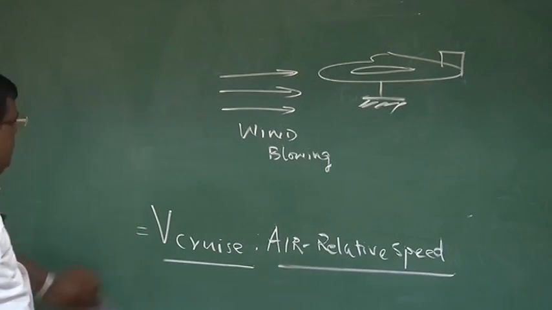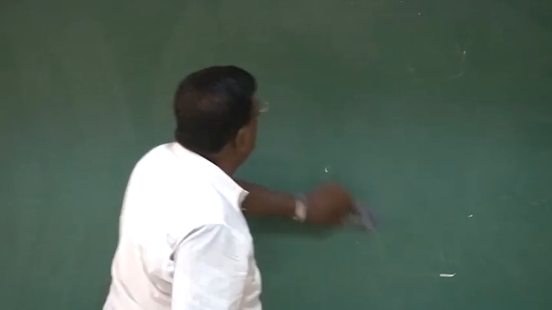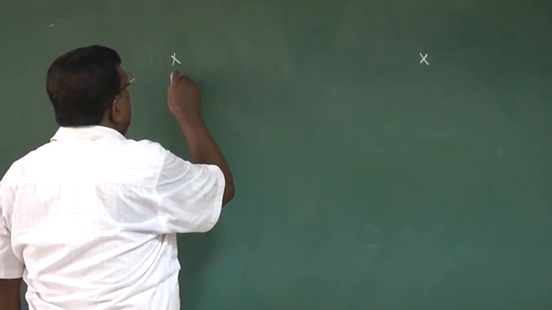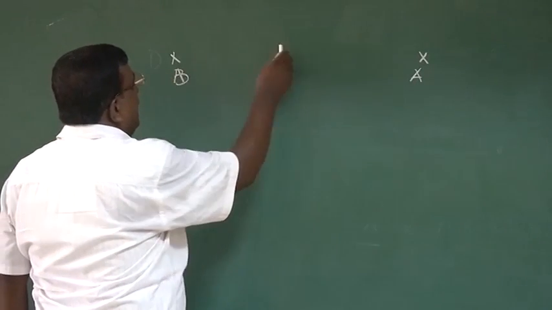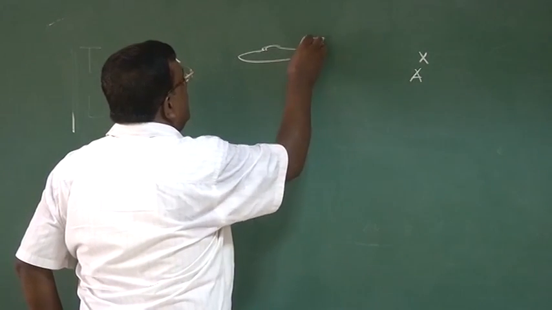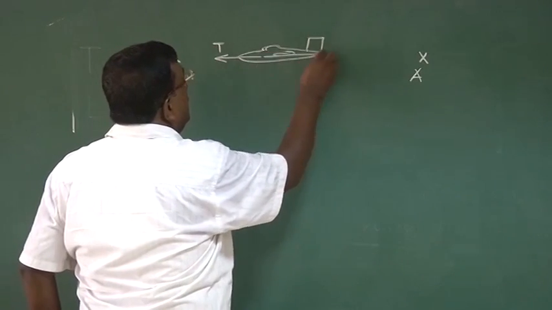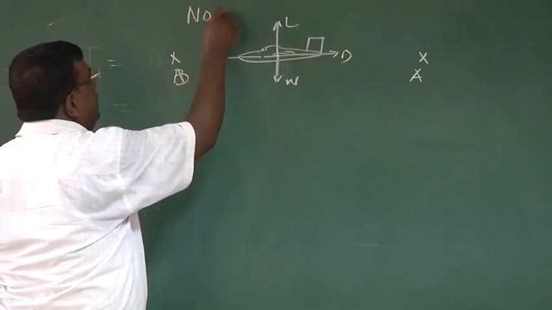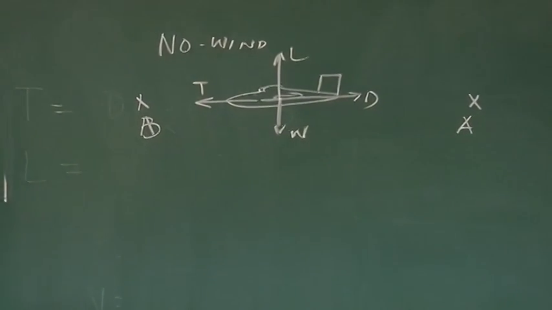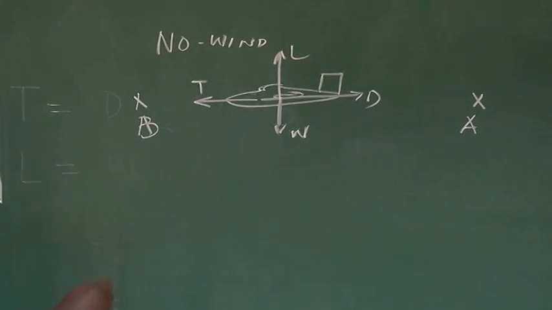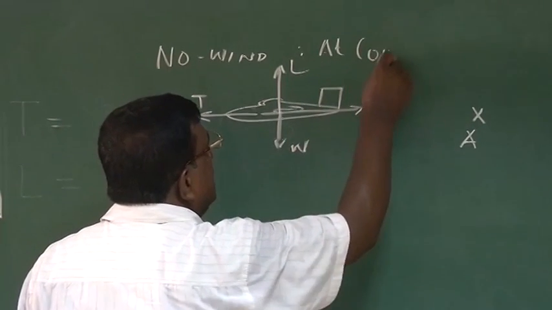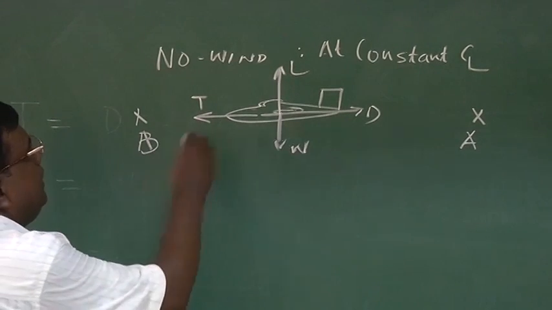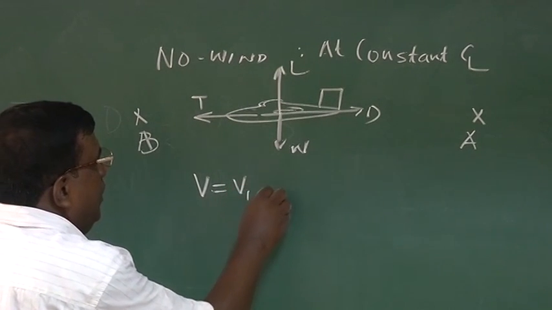Okay, now let us go a little bit deep into this. Let us do an example. Suppose I want to reach from point A to point B, and I'm flying like this. And I'm assuming that there is no wind, no wind. And I also am assuming that I'll be flying at a constant CL, no wind, and at constant CL. So let us say for this configuration, the velocity is V1. Or I say V1, no wind.